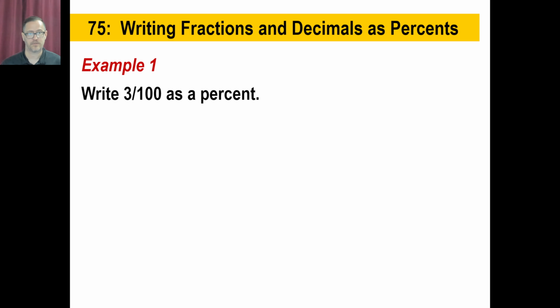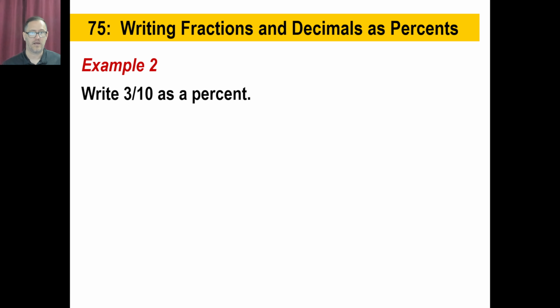So let's write this as a percent. Well, 3/100ths as a percent. Well, percent just means part out of 100, right? So 3 out of 100 is just 3% by definition. 91 out of 100 is 91%. 36 out of 100 is 36%, and so on.